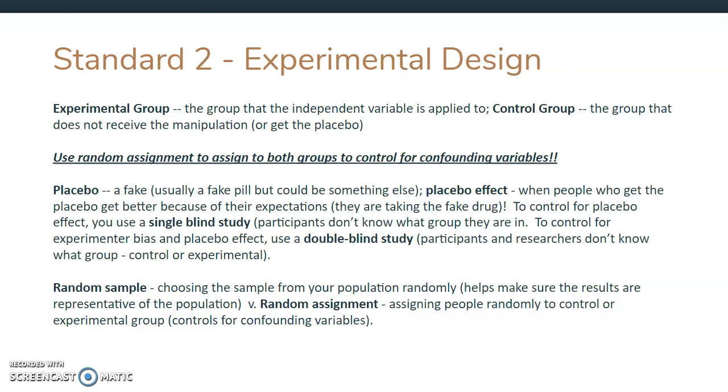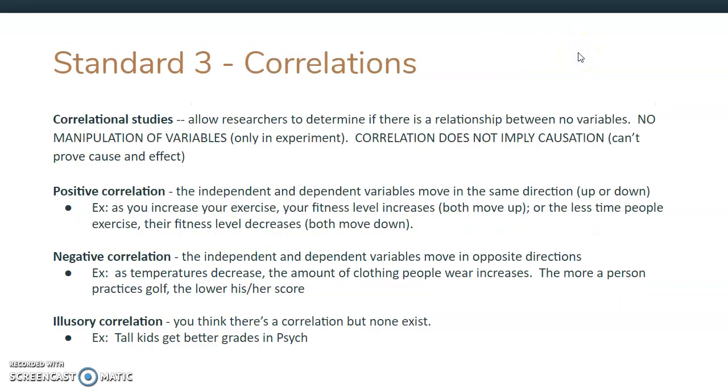Random sample, you've got to know the difference between random sample and random assignment. Random sample is when you randomly choose people from the population so that everybody has an equal opportunity of being included in the sample. And then random assignment, you take the members of that sample and you randomly assign them to the control and experimental groups so that everybody has the same chance of getting in that experimental group. Okay, and also remember, can't say it enough, it helps you control for confounding variables.